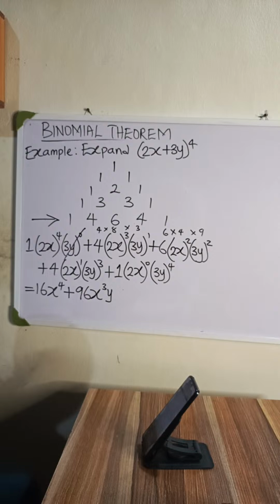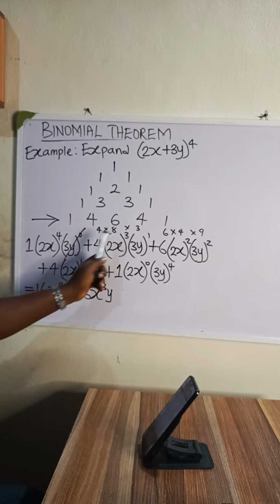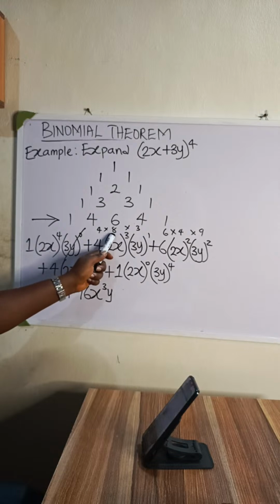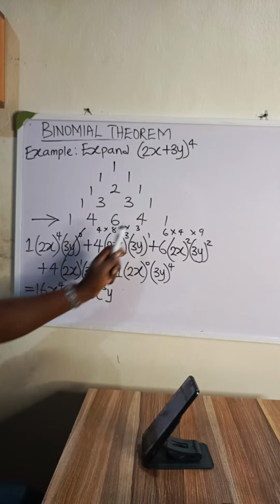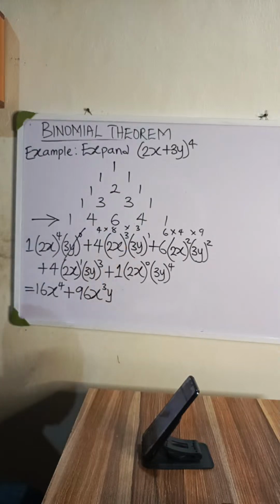So 6 times 4 times 9, what do you have? 6. Okay, 4. 2 to the power of 3 is 2 times 2 times 2, which is 8. 3 to the power of 1 is 3. So 4 times 8 times 3. What's 4 times 8 times 3?